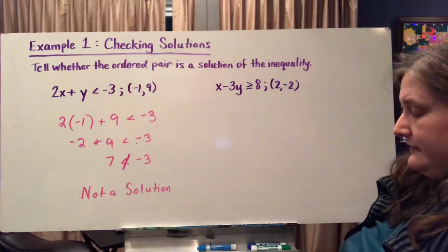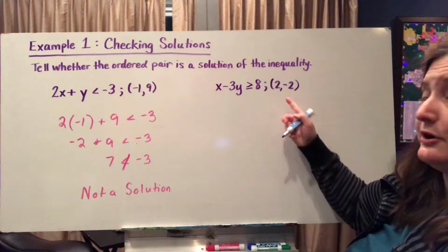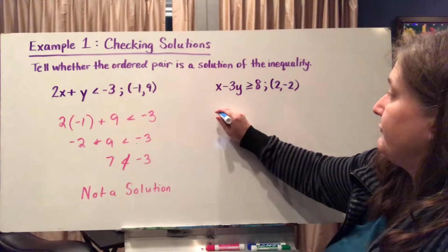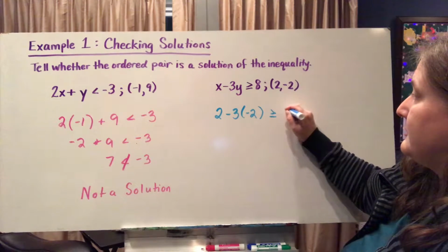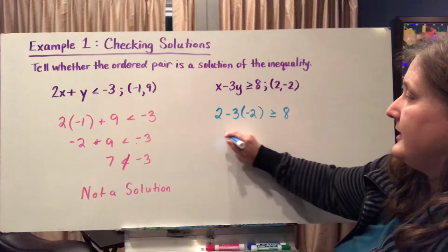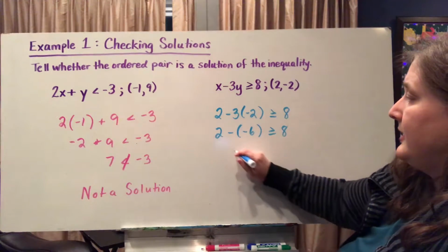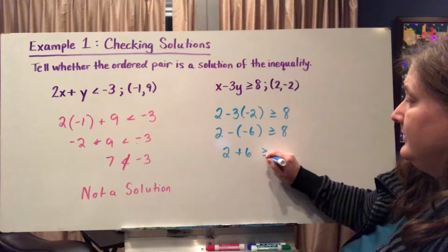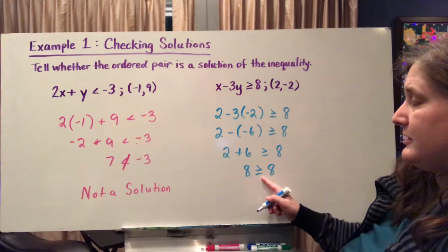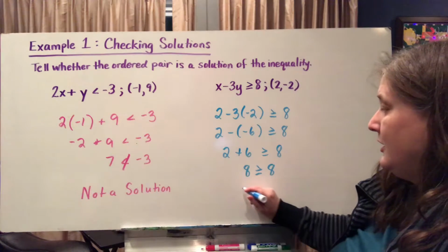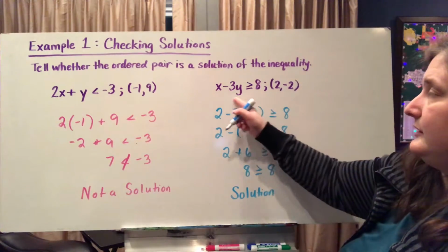Let's try another one. This time we have x minus 3y is greater than or equal to 8, and we're testing out the ordered pair 2, -2. For x I'm putting in 2, and for y I'm putting in -2, and I want it all to be greater than or equal to 8. First I'll multiply, and I get 2 minus -6 is greater than or equal to 8. This is actually 2 plus 6, which equals 8, which will work here because 8 is greater than or equal to 8. Well, it's not greater, but it is equal to. So in this case, my point is a solution of this inequality.